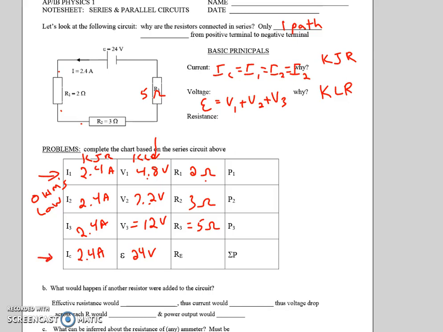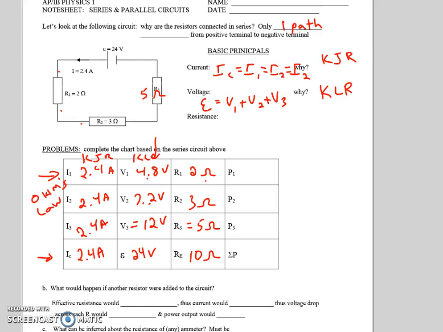Let's see. If I've got 2.4 amps in a circuit for 24 volts, then my effective resistance is the overall resistance that the circuit feels. I don't want to use the word total resistance for reasons we'll talk about later, so we'll call it effective resistance. Well, by applying Ohm's law, voltage divided by current gives me 10 ohms.